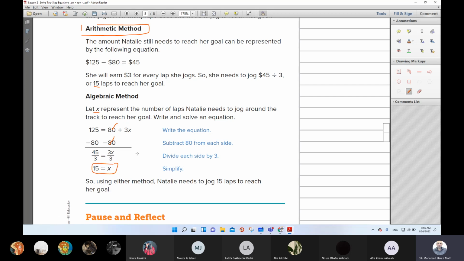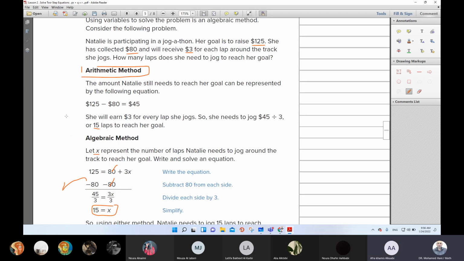So the solution will be 15. So this is the algebraic method using the equation, and this is the arithmetic method using the mathematical logic.